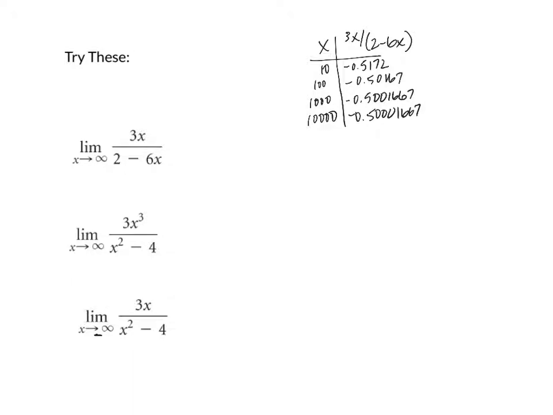Okay, so in doing my table for this first problem, our sequence of inputs approaches infinity, and our sequence of outputs approaches negative 0.5, or negative 1/2. Okay, so let's set up our table for the next one, or you can basically use the same table. You just have to change your function, right? So go ahead and do that.